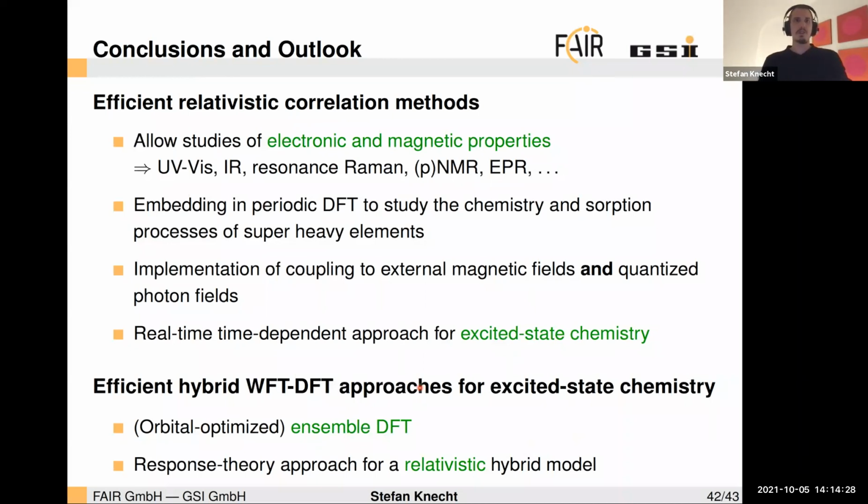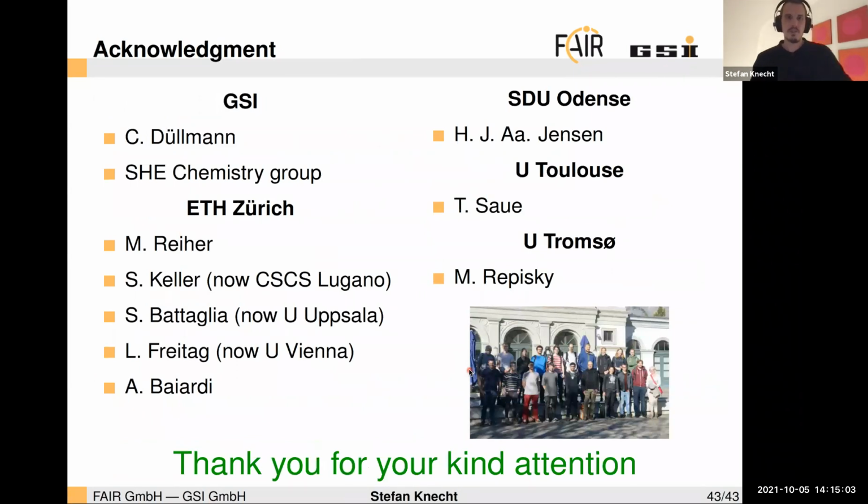So we have been working on efficient relativistic correlation methods in the past, which allow us to look at various electronic and magnetic properties. In the future, we would like to also do real-time time-dependent approaches to look at excited state chemistry more closely, in particular of heavy elements. And we also need to include dynamical correlation in our picture. This we want to do in a hybrid type of approach by coupling wave function theory to density functional theory.